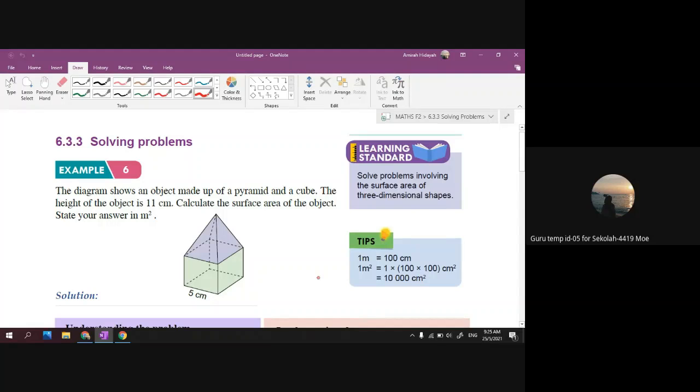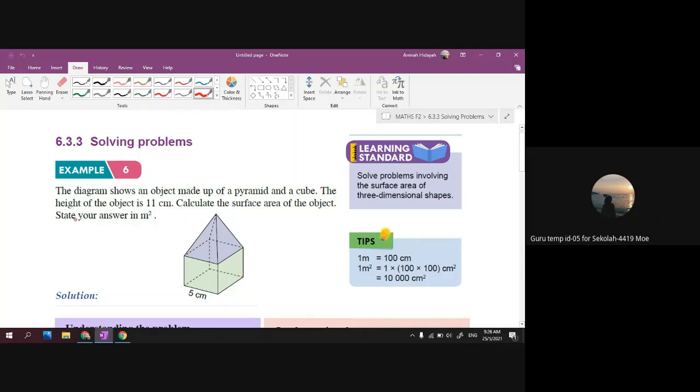Class, we are going to look at a new subtopic, which is 6.3.3, solving problems involving the surface area of three-dimensional shapes. So basically, for problem solving questions, the question will give you a combination of two solids and it will ask you to find the total surface area of the whole solid. Let's look at the example given in the textbook.